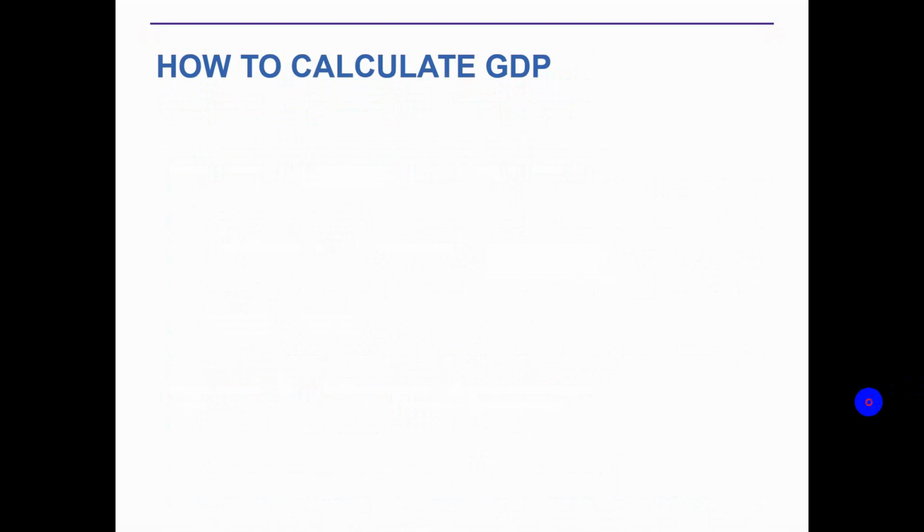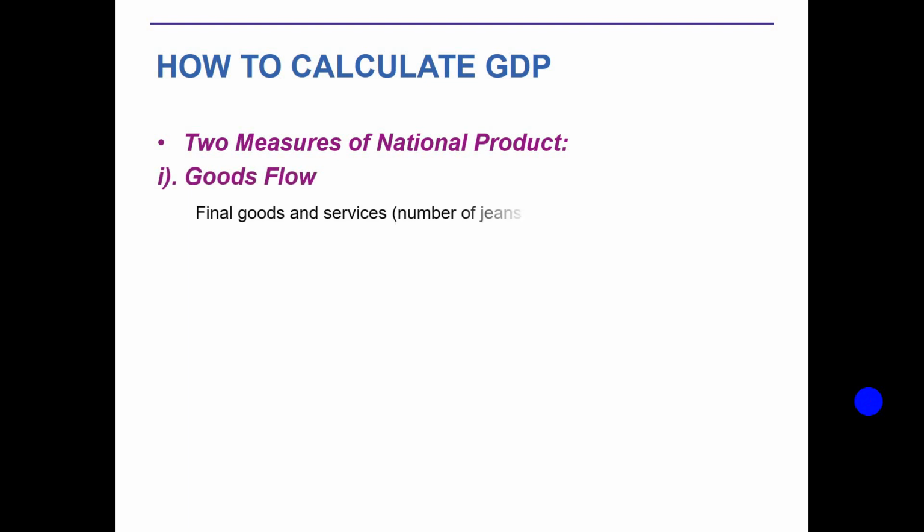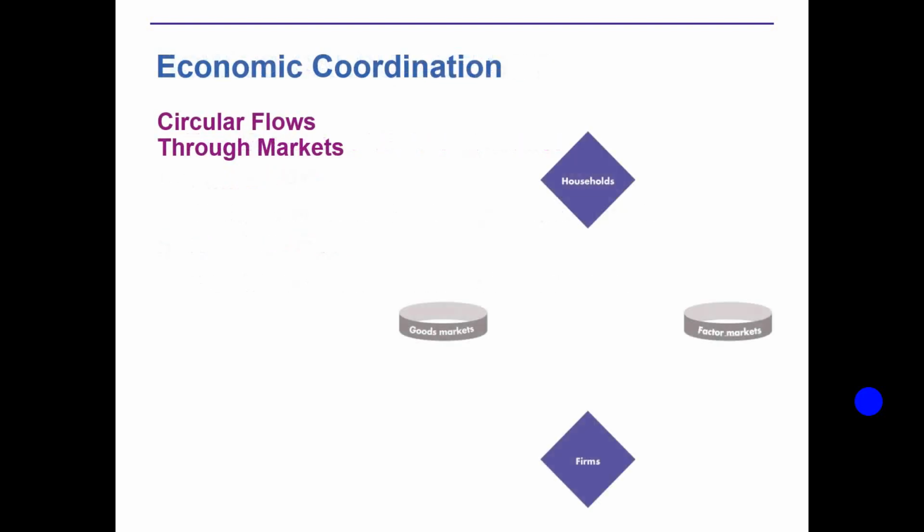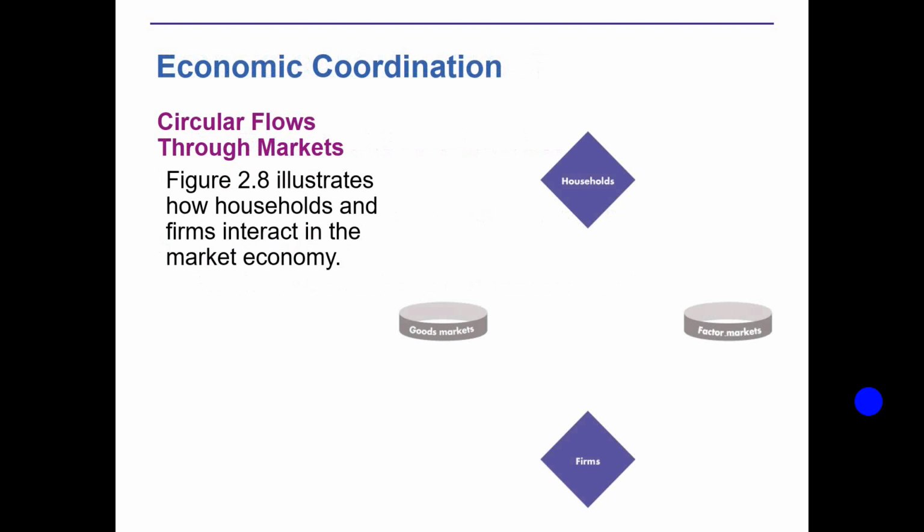So how do we calculate GDP? We have two main methods to calculate national product. One is the goods flow, in which we check the final goods and services, like the number of items times their price. Then the earning flow, which is from the factors of production's earnings, like wages, rents, interest, and profit. So this is the circular flow of GDP.